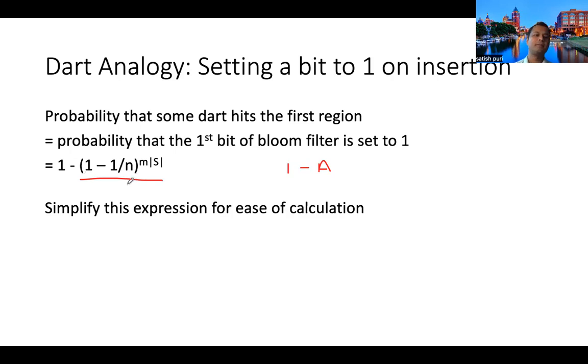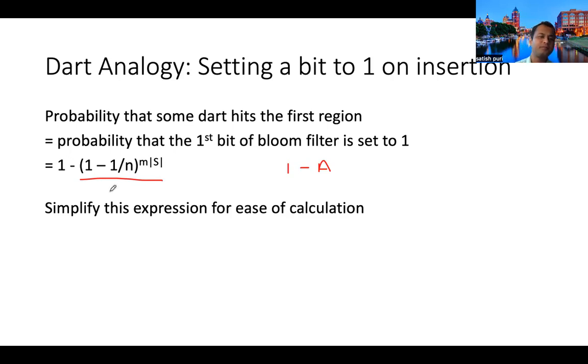It can also be verified. If you do a thought experiment by changing m, s, n, and see whether the probability decreases or increases, we can verify that this is the probability of the first region being hit, being set to 1, because you are inserting so many items into the Bloom filter. It's probable that some of the dots will hit the first region.